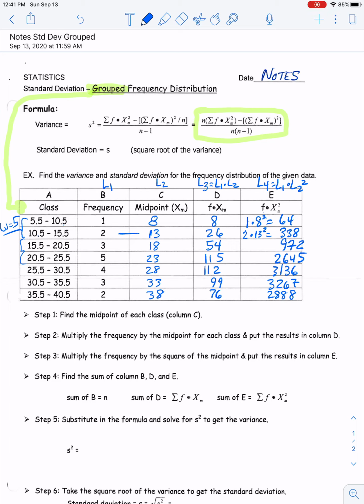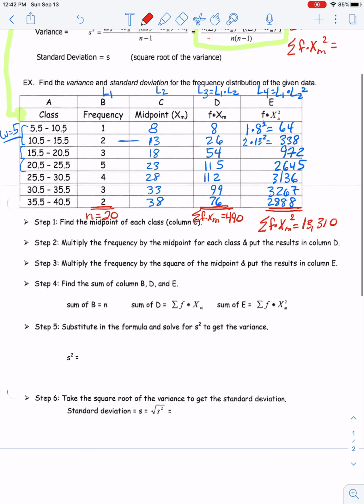Just like before, we need 3 values to fill the formula. We're going to need an n, a sum of f times xm, and a sum of f times xm squared. So n comes from the sum of the frequency. If we add up those values, that should give you a 20. The sum of f times xm, if you add this column up, is 490. And the last column, the sum of f times xm squared, comes up to 13,310.